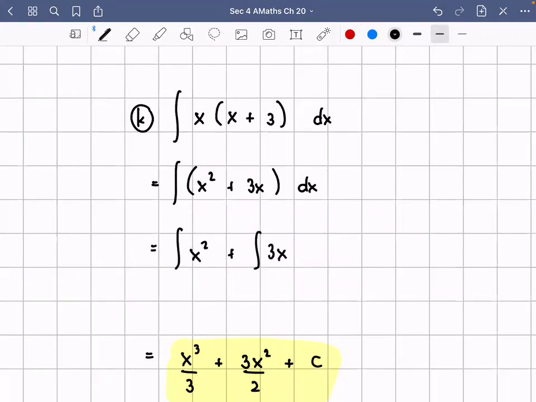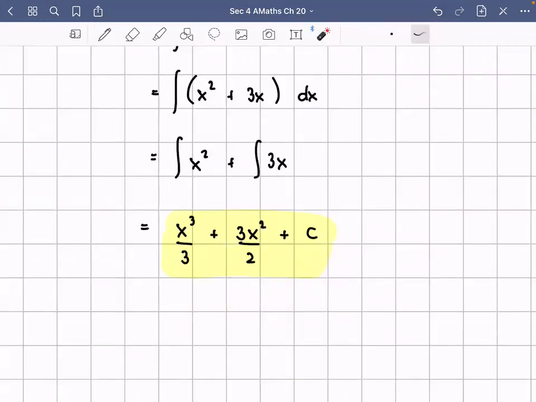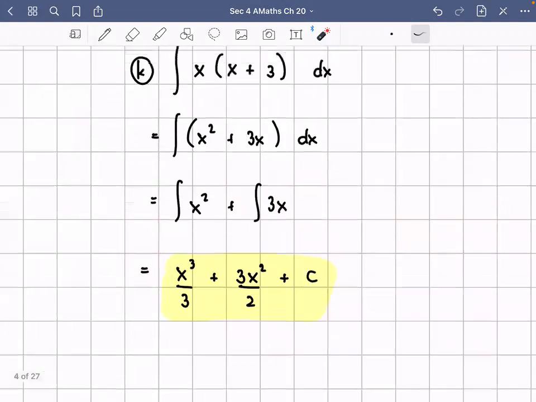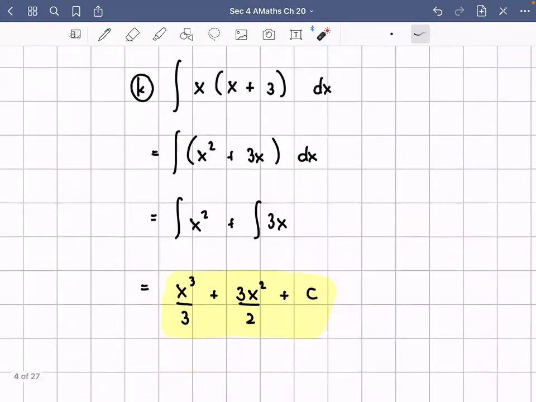Okay, so this is your answer. Okay, so how do you get the antiderivative of this? So x cubed over 3. Okay, and then the antiderivative of this is 3x squared over 2. Okay, so again, 3 here, and then looking at x, so you have 1 plus 1, so you have 2 over 2. And this is your final answer, since we cannot simplify the terms further. Okay, so that is letter K.